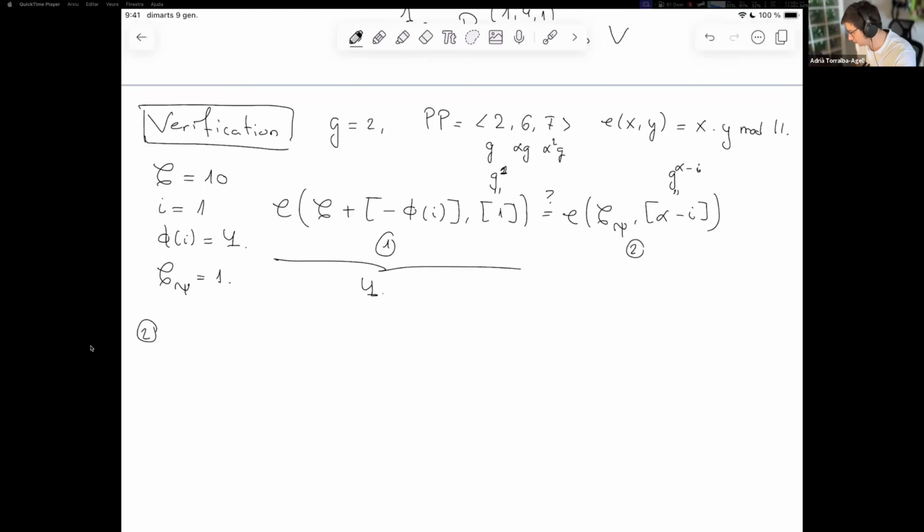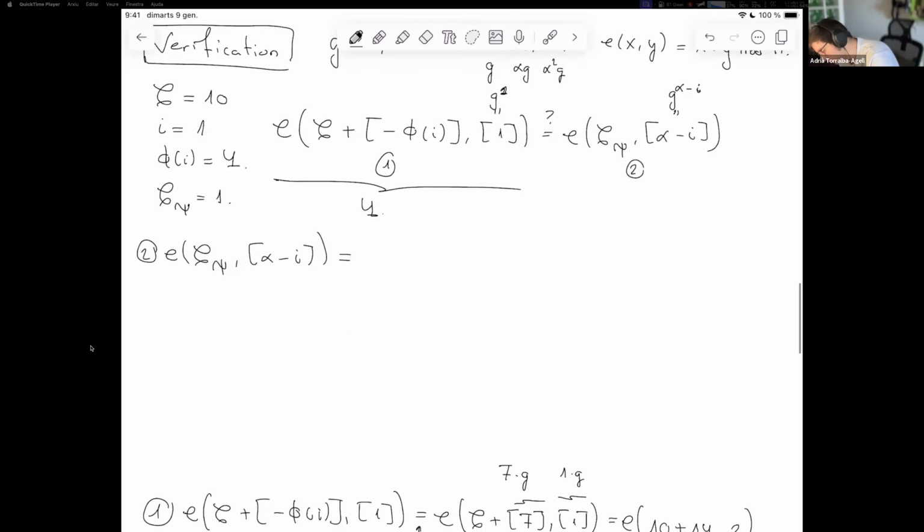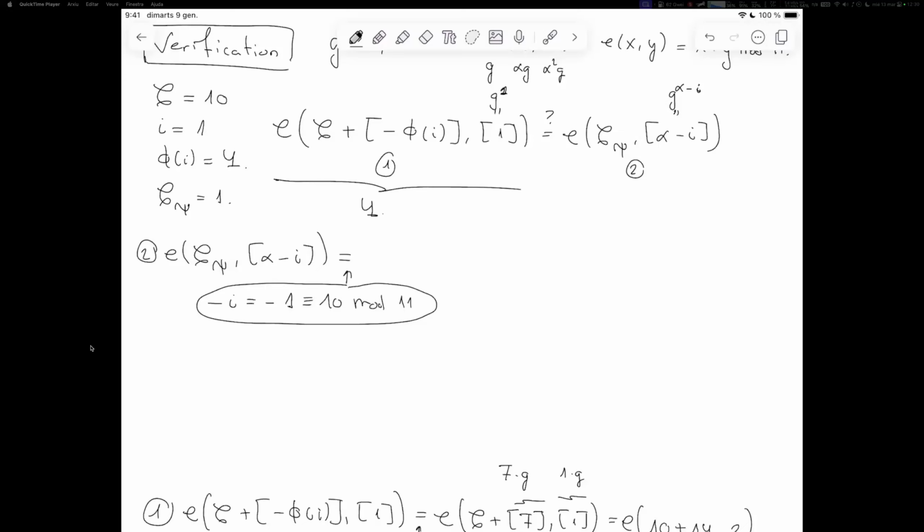Number two is this pairing here, E of C, comma, alpha minus E, which again, we have a negative sign here, right? We need to get rid of this. Now, minus 1 is equal to 10 mod 11. Do you agree with me? So we are going to replace minus 1 with 10.